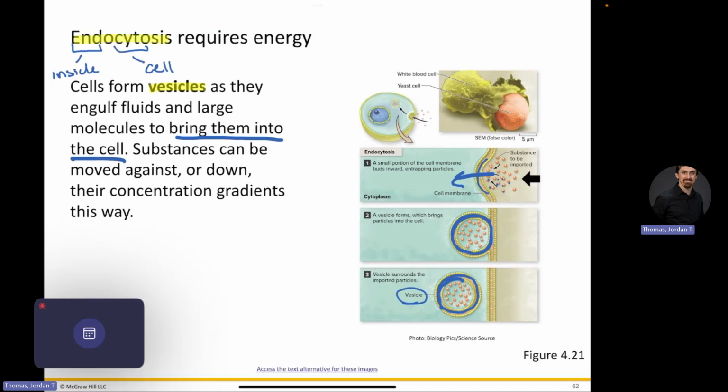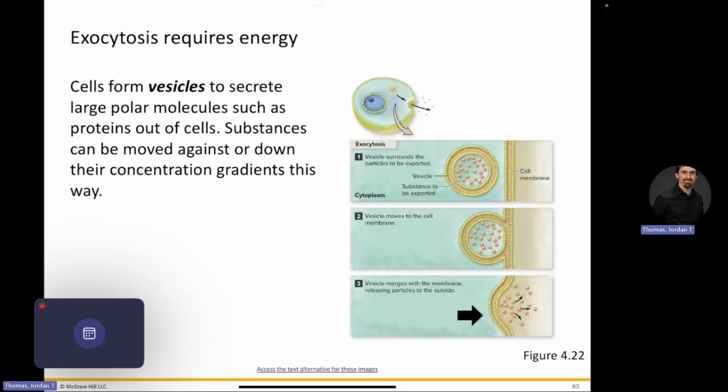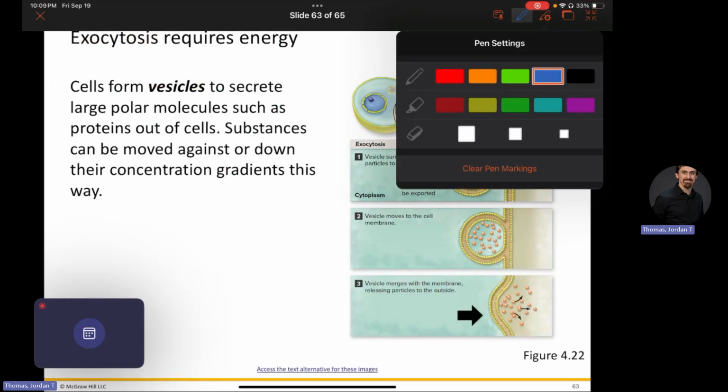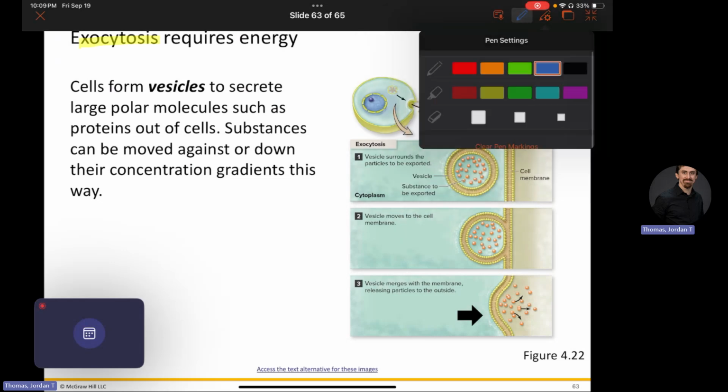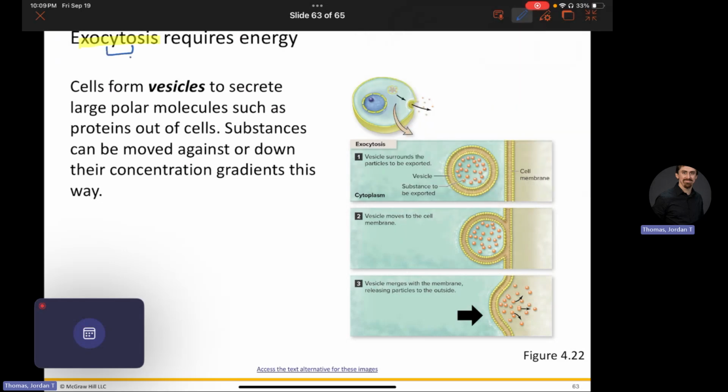Think about it this way, the cell is kind of eating. It's grabbing something from outside and pulling it in by making a vesicle. It takes energy, so it's active transport. We have exocytosis, which is the exact opposite. And again, I'm going to break down this word. We know cyto means cell. Exo means exit. So something is exiting the cell.